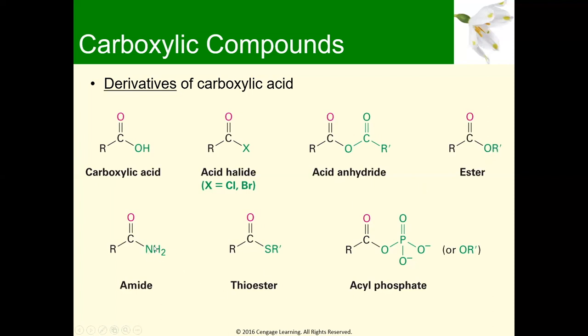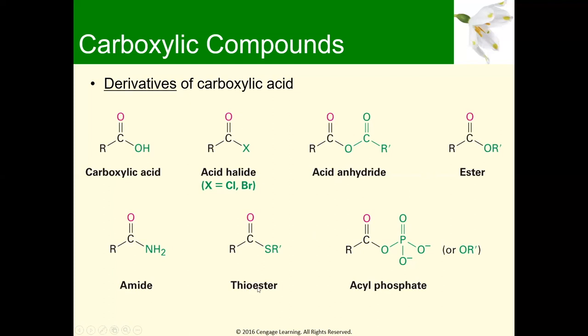And then if you replace that OH with a nitrogen, and it can have either two hydrogens, or it can have one carbon group and one hydrogen, or it could have two carbon groups, that's called an amide. I'm not sure which syllable gets the accent, but those are the ones we're going to talk about the most.